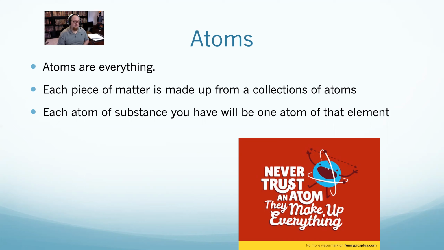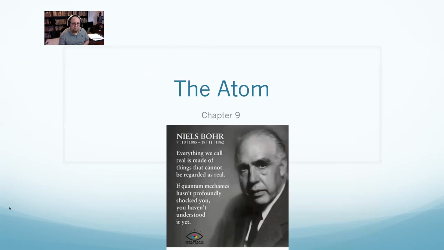Now, things have existed a lot longer than we've known what an atom is. So I'm going to go a little historical with this, going through the different models of the atom and how they were discovered. And it's kind of interesting because the modern version of the atom, which I will not get to today, but will be in class Wednesday, is stupidly complicated. Going back to the slide I had, if it doesn't shock you, you don't understand it.